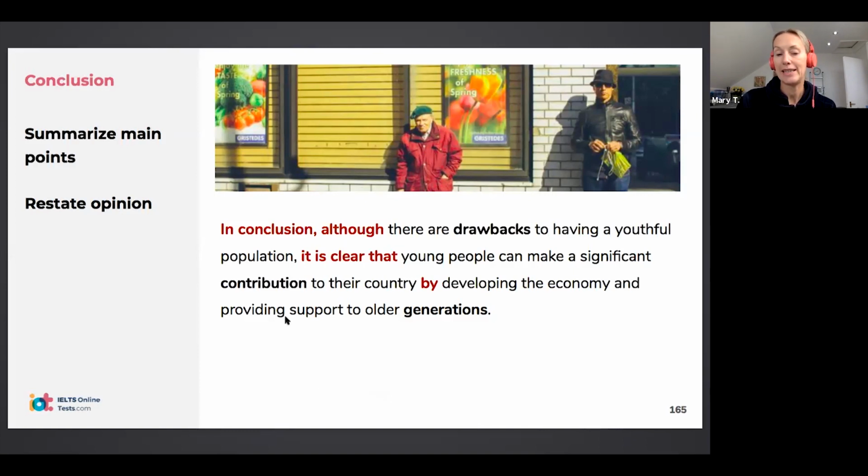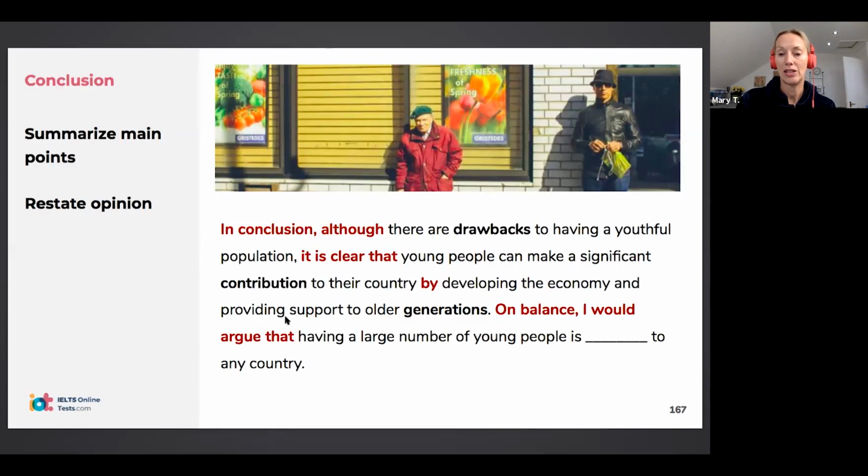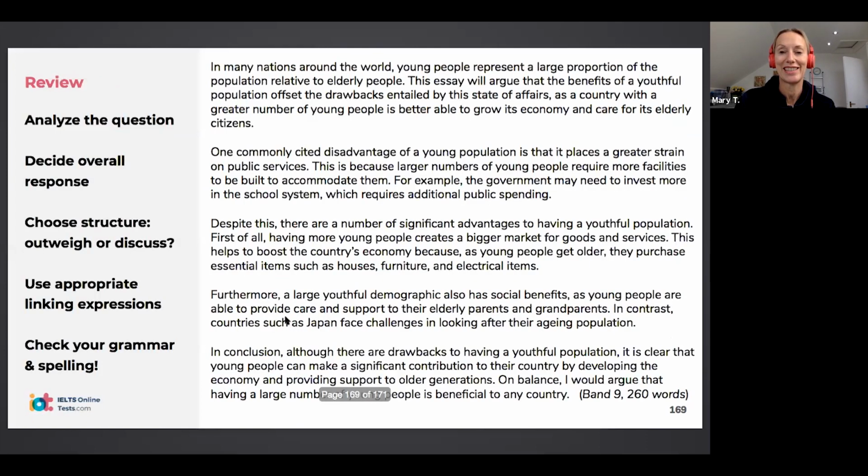And then you're restating your opinion and using a nice linking phrase here. So on balance, I would argue that having a large number of young people is important, yeah, beneficial to any country. Okay, so that's it. As I said, sorry for rushing through, it's just because of what happened earlier. But as you can see, that's 260 words, and if you wrote this essay, you would get to band 9, so it's obviously a good one to look at.